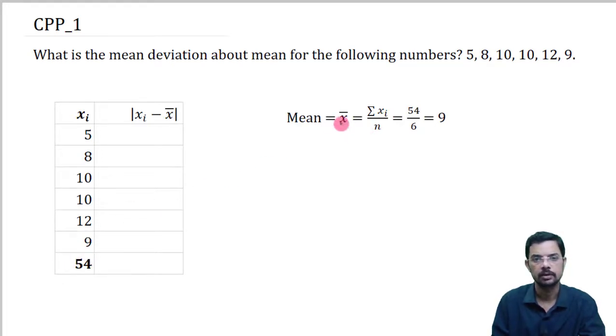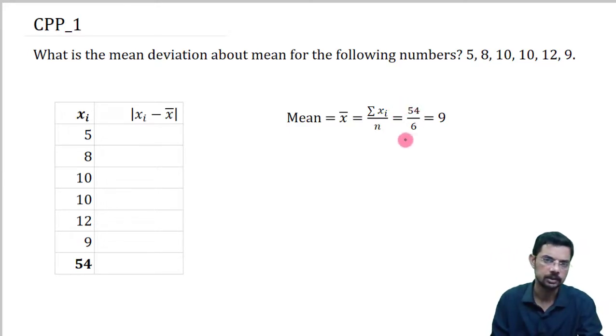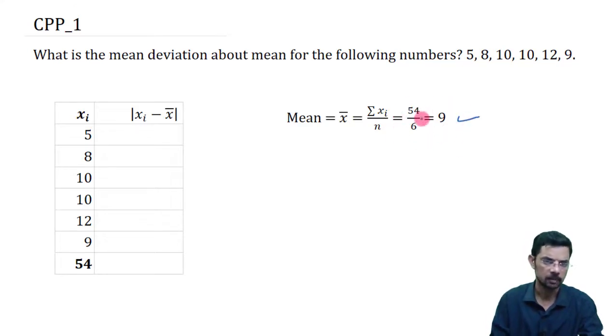Therefore, mean, x bar, is equal to the sum of all observations divided by the number of observations. The sum of all observations is 54. How many observations are there? 1, 2, 3, 4, 5 and 6. So there are 6 observations. 54 by 6 is equal to 9. So we have 9 as the mean.